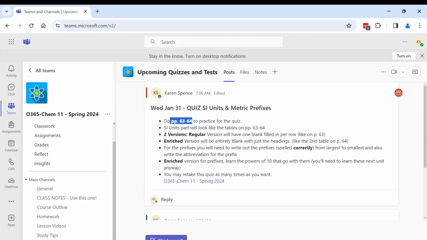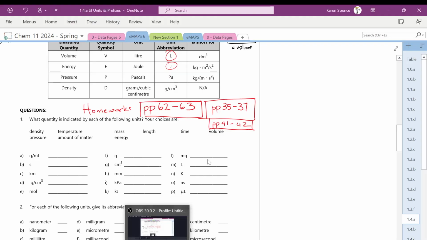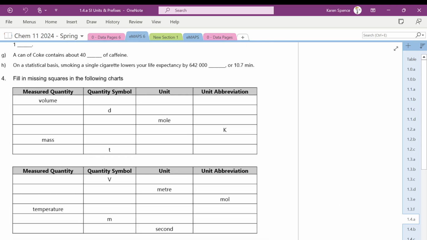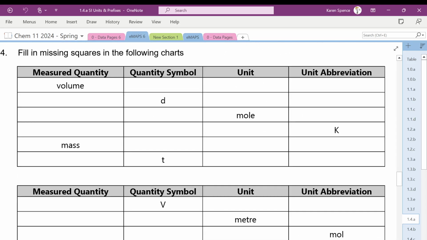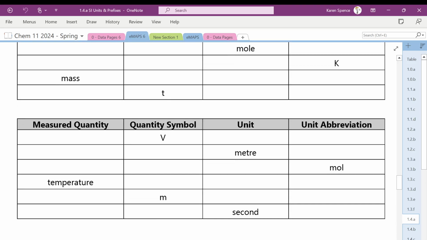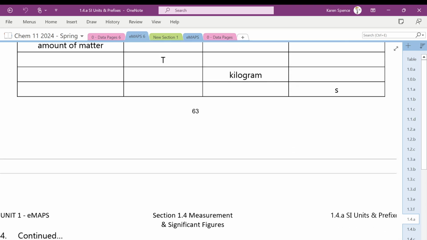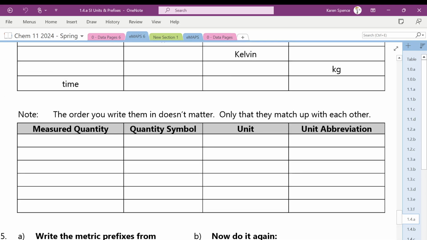Now, to be honest with you, what it's going to look like, it's really, really straightforward. If we go to page 63, the quiz will literally look like one of these tables, okay? So it's going to have written on it volume, distance, moles, Kelvin, one of each of those things. Does that make sense? Okay, so one of those will be filled in. You will fill in the rest of them. Okay, so you can practice.